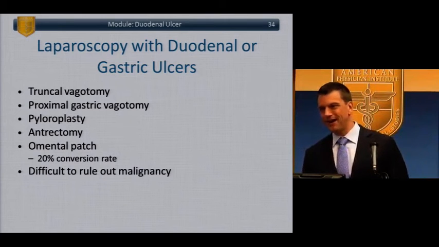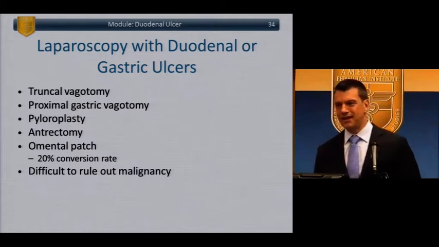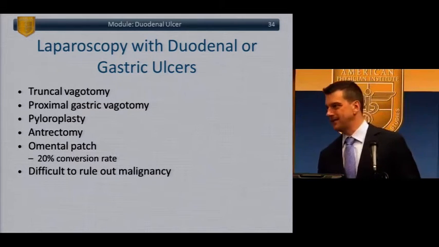You cannot rule out malignancy here. One of the problems is you lose that tactile sensation. You cannot feel to see if there's a mass there. It's a little bit harder to cut away and biopsy tissues. So that direct contact with the tissue is missing with the laparoscope.